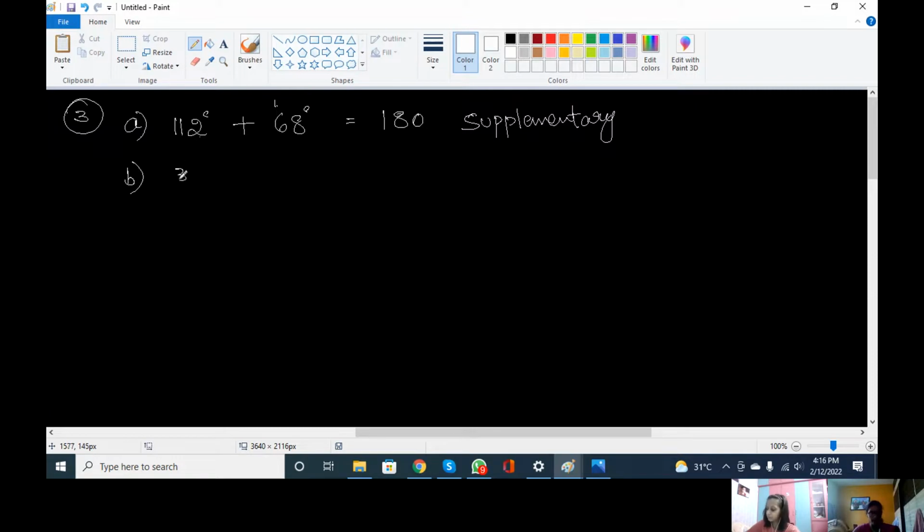And next, 33 plus 147. So 7 plus 3, 10. 4 plus 3, 7 plus 1, 8. 180. These are also supplementary.